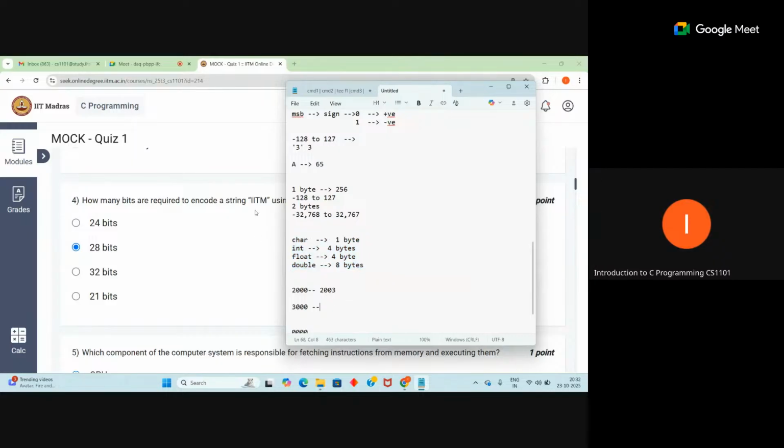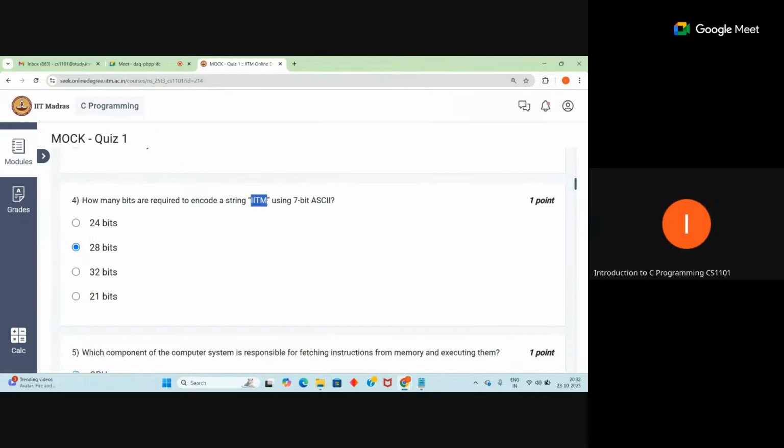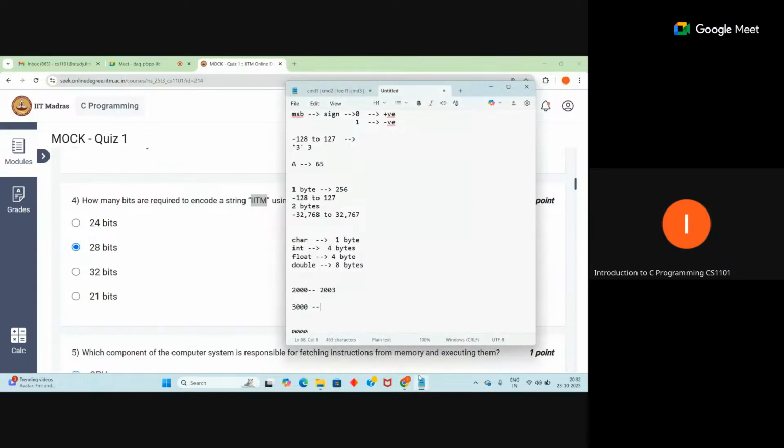Here we are representing character data. How many characters? Suppose you want to store your name, and think that your name contains 20 characters.